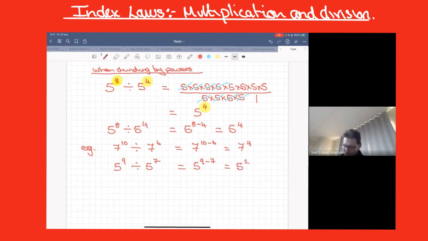So the rule is, let's do it in base 7. 7 to the power of any number m divided by 7 to the power of any number n is equal to 7 to the power of m minus n. So when you're dividing by powers, you subtract the powers.